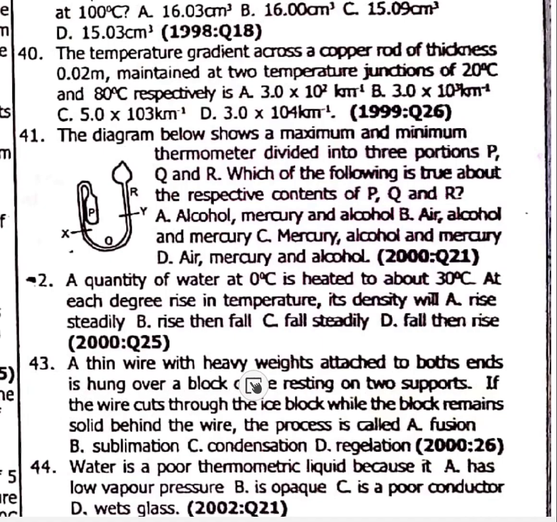Option B. A thin wire with heavy weight attached to both ends is hung over a block of ice, resting on two supports. If the wire cuts through the ice block while the block remains solid behind the wire, the process is called regelation. Option D.